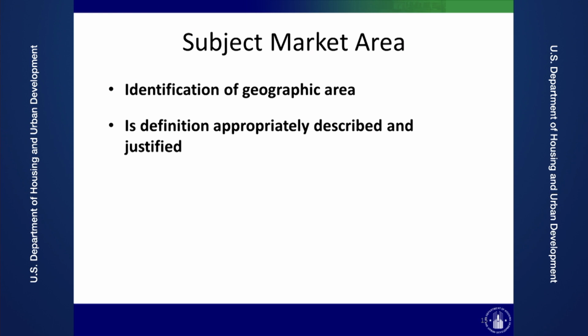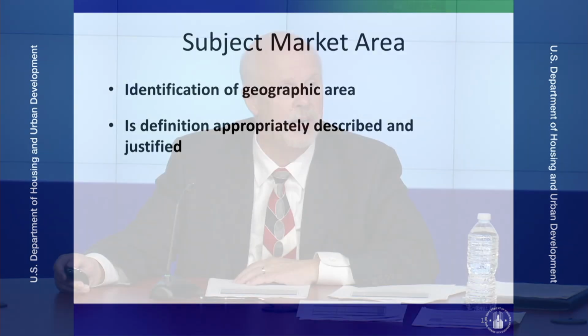Now, switching from the actual property itself to the subject market area. Again, we're at the bottom of the page of the substantive review, part 2. There needs to be an identification of the geographic area for the target market, and that's a fairly standard kind of thing, but it has to be in there. And more importantly, is the definition of the geographic area described and, more importantly, justified? So has the appraiser said, this is what my market area is, this is what my neighborhood and market area for this property is.